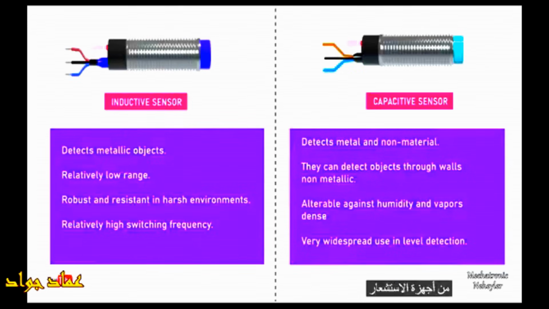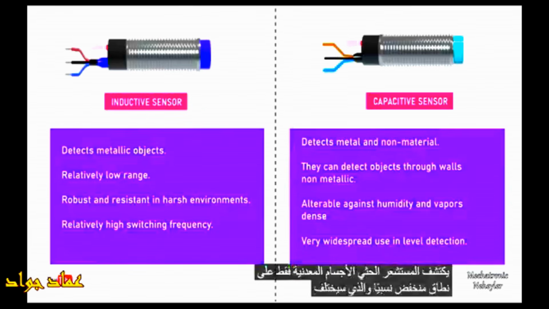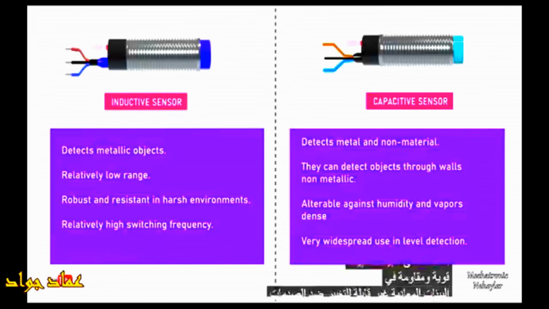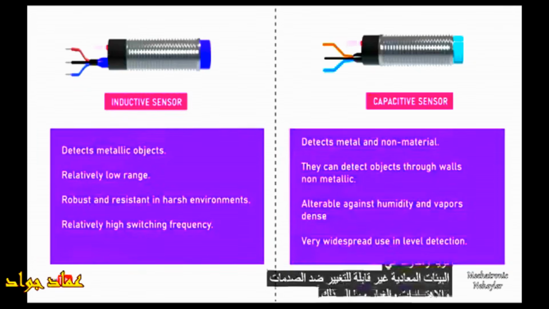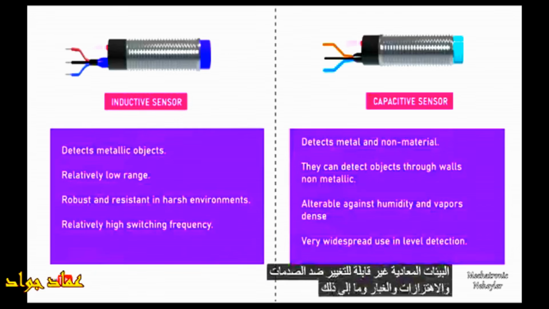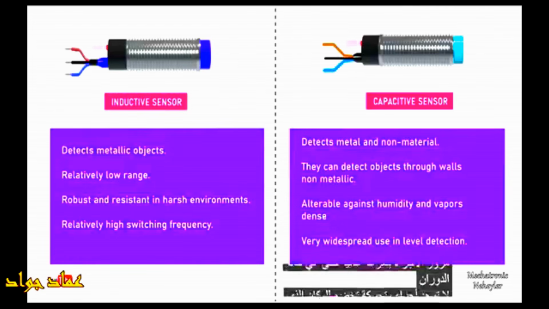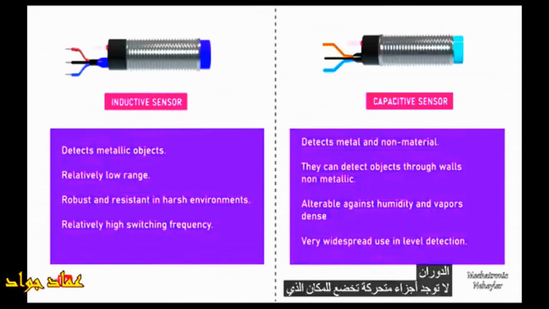Inductive sensor detects only metallic objects. Relatively low range, which will vary depending on the nature of the alloy. Robust and resistant in hostile environments, unalterable against shocks and vibrations, dust, etc. Relatively high switching frequency, which makes it possible to control the passage of parts at high speed even in rotation. No moving parts subject to wear.